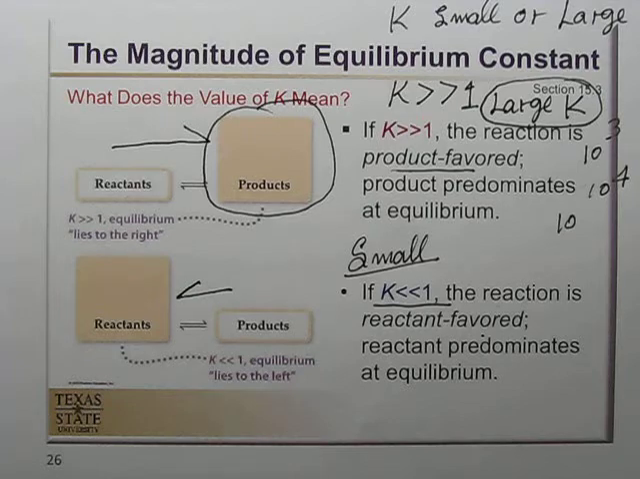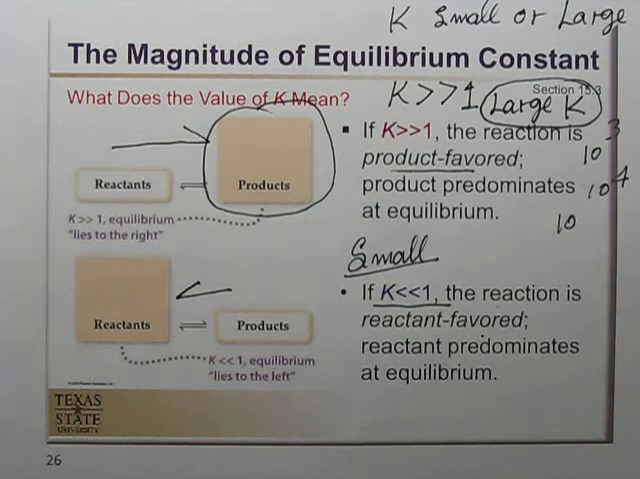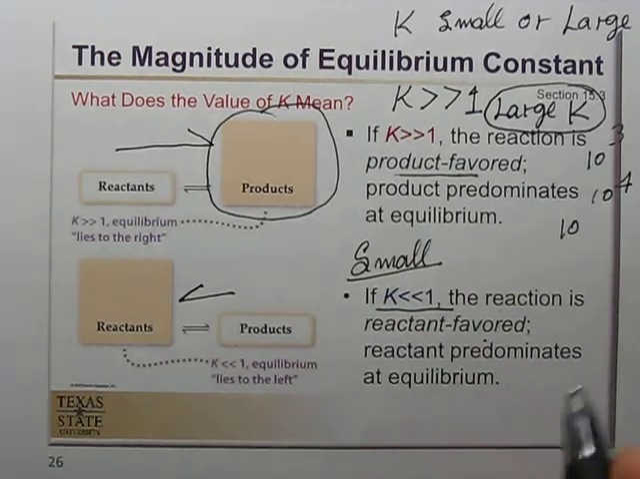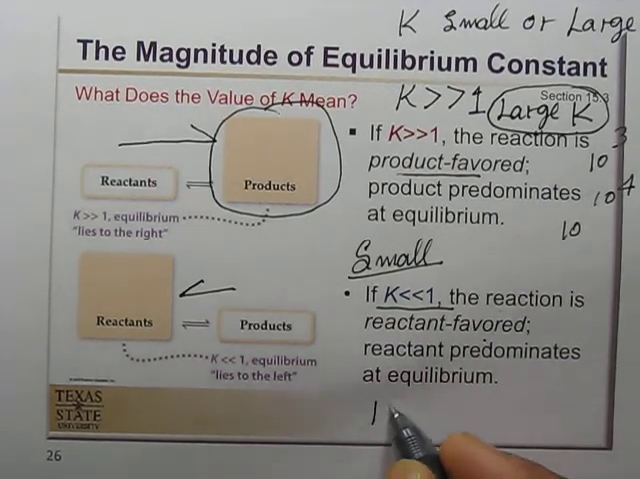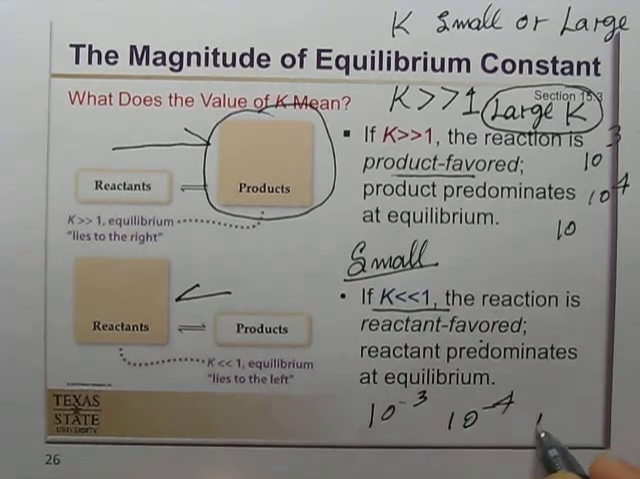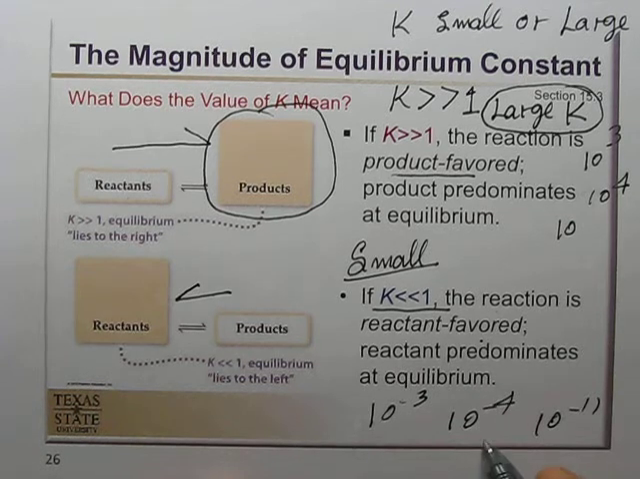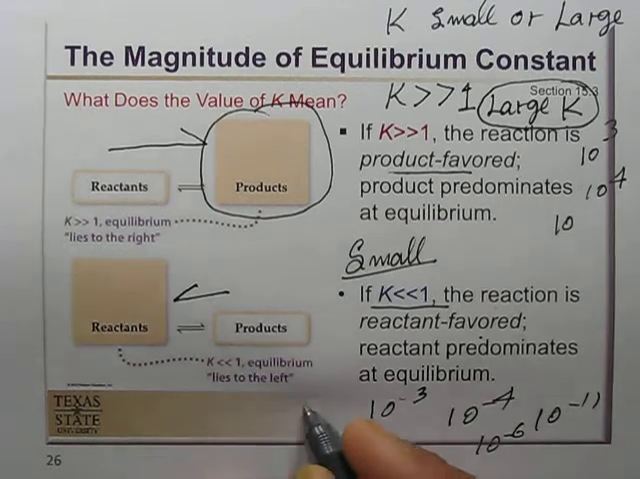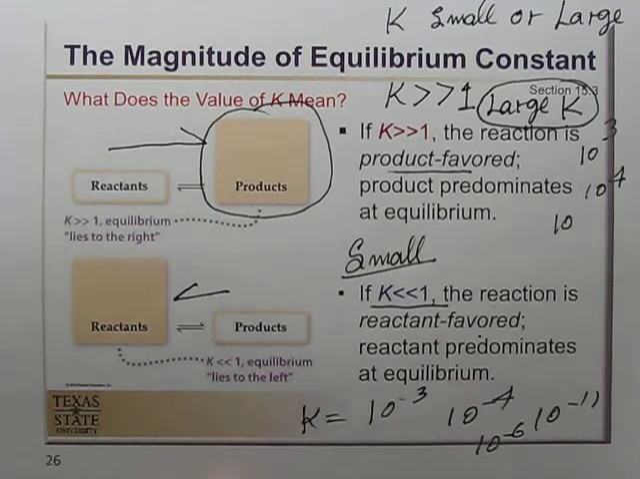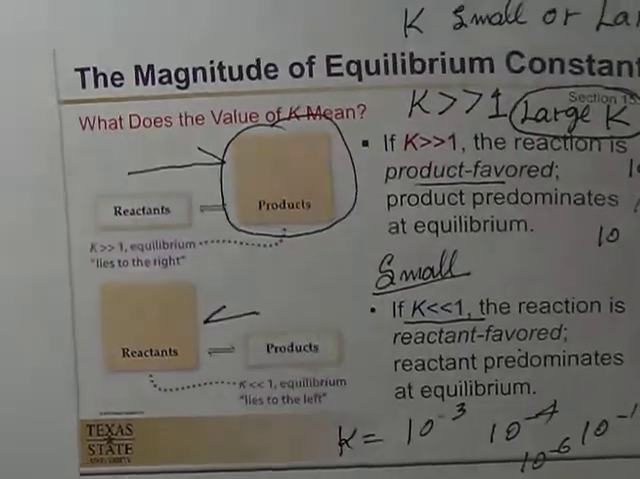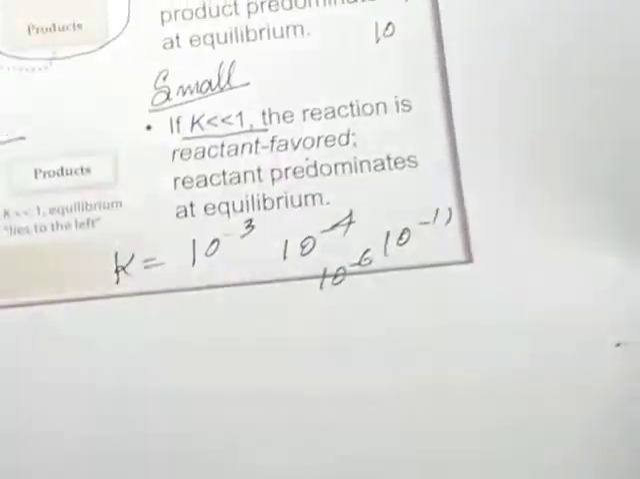So this is the detail about the magnitude of K, if it is very small or very large. In case of a small K, it could be like 10 raised to power minus 3, 10 raised to power minus 4, 10 raised to power minus 6, 10 raised to power minus 11. These are called a small K, less than 1. And next, what about the math manipulation?